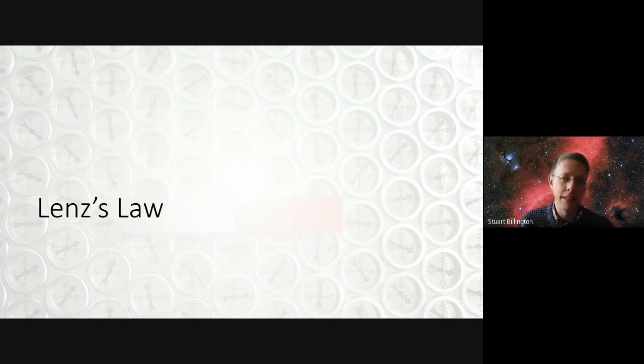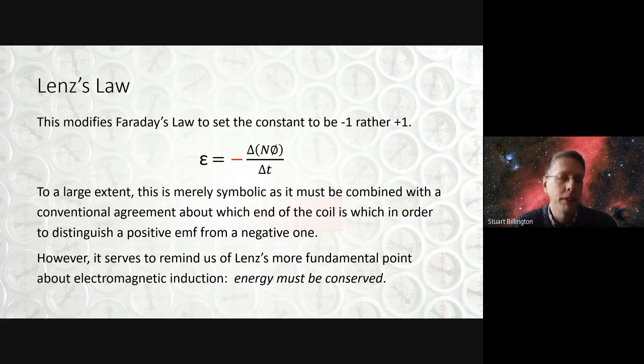So we're going to meet Lenz now, and Lenz's law is a modification of Faraday's law. And what Lenz said was actually we should be using a minus sign rather than a plus sign for our constant. To be honest, whether a PD is positive or negative really depends on whether you've connected the voltmeter one way or the other way. And so in a sense, this is a symbolic minus sign because it only makes sense if you accompany it with a kind of agreement over which way round you're going to connect the voltmeter to the coil.